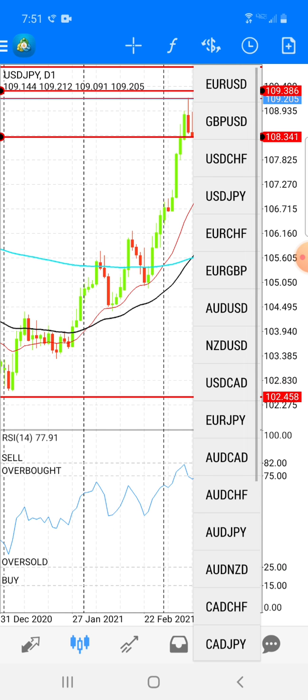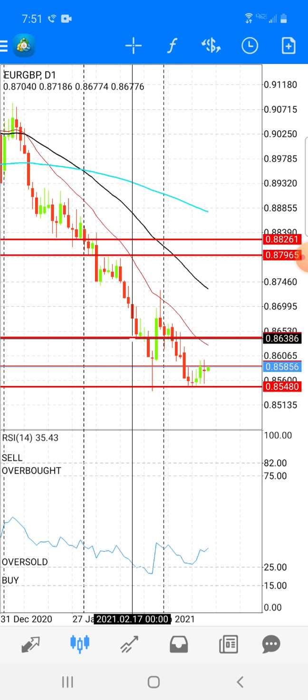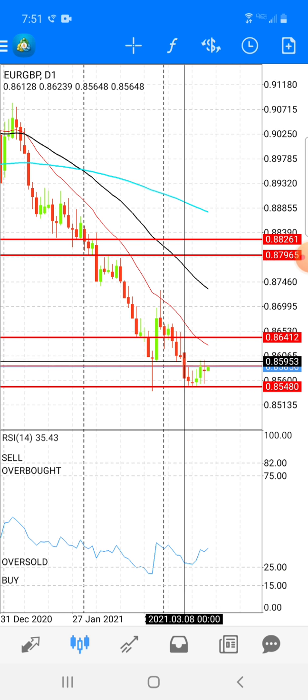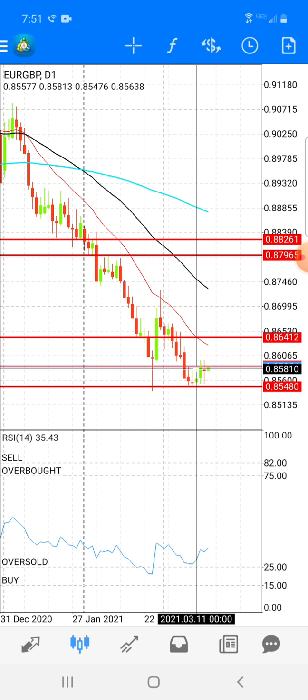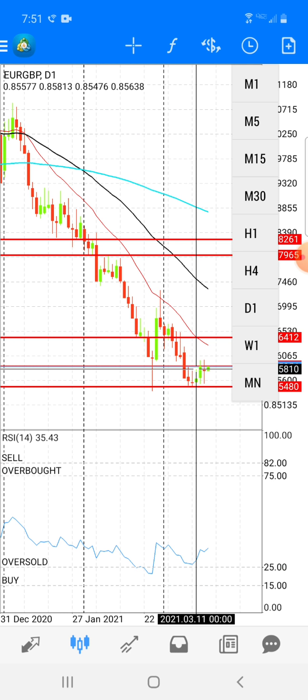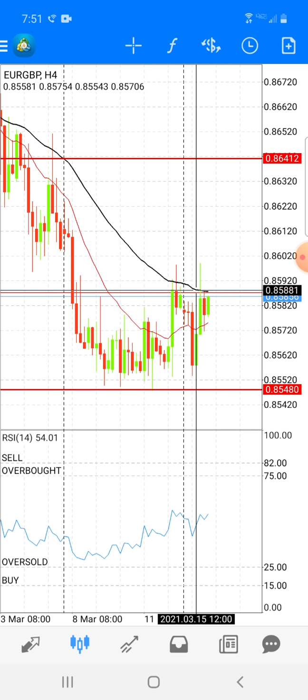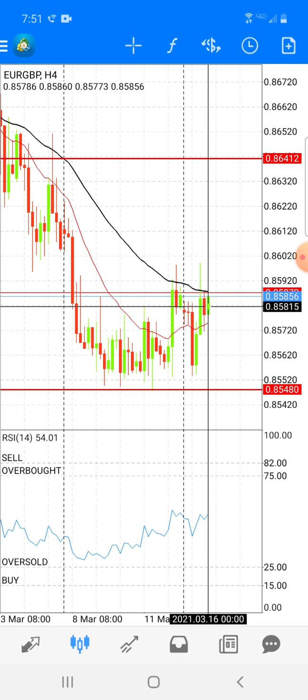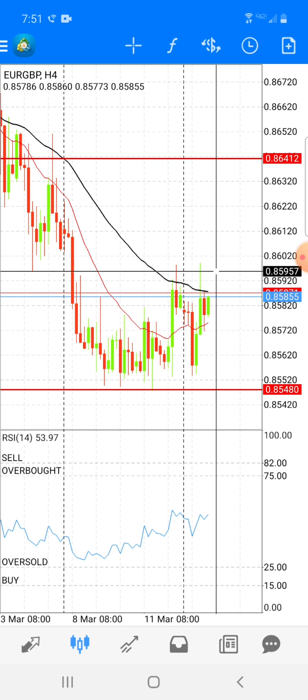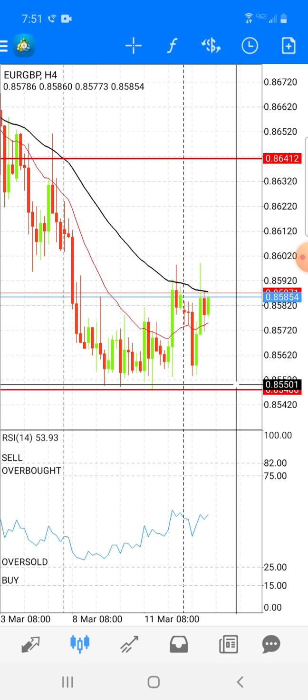Let's go Euro GBP. Euro GBP has been going down for quite some time as well. Looking at the daily, it's definitely respecting that 20. Let's go to H4. Looks like it's definitely respecting this 50 here. So, I mean, we potentially can see it come up to about right here and then shoot back down. This would be a good sell entry, y'all. So if this comes up here, be looking for a sell on Euro GBP.